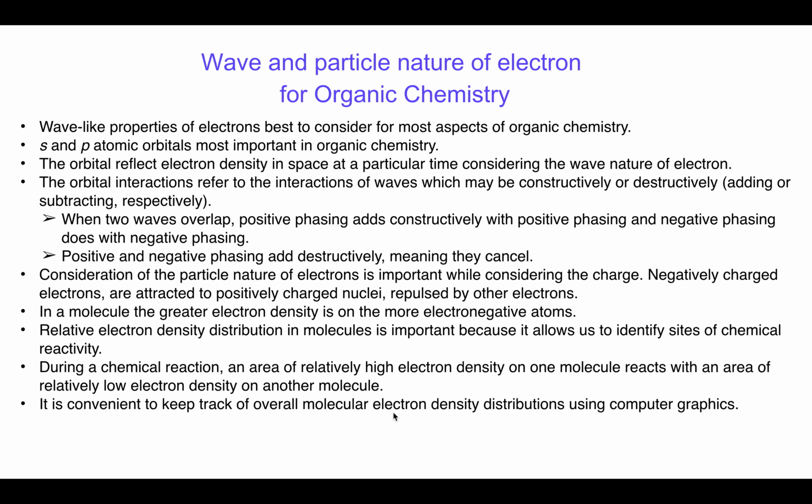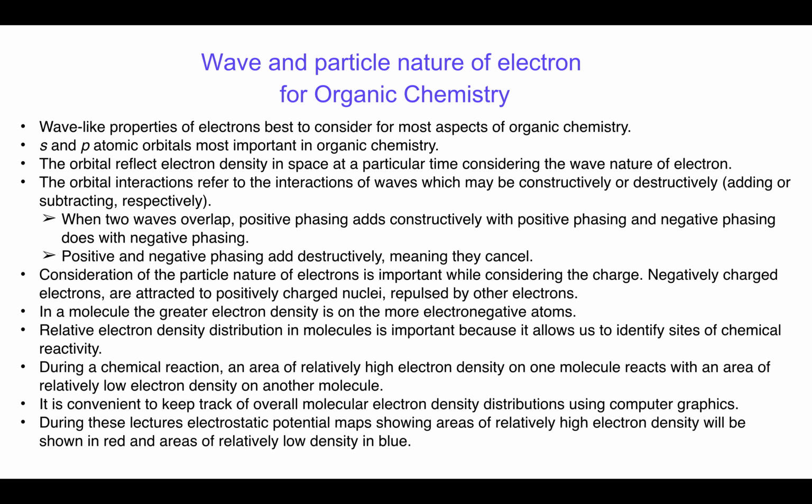And it's also to be noted that keeping track of overall molecular electron density distributions using computer graphics becomes sometimes very convenient. And throughout these lectures onward, we'll be discussing the structure of organic molecules as well as the chemical reactions of organic substances. We'll be using electrostatic potential maps that show the areas of relatively high electron density in red color, and the areas of relatively low electron density in blue color.